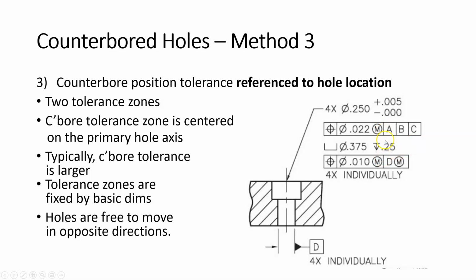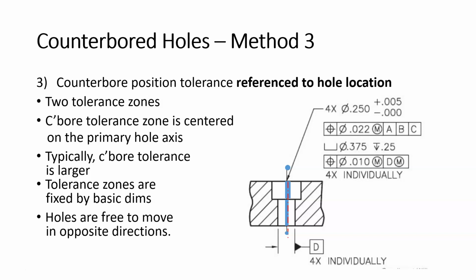So here we have two separate datum reference frames. So the tolerance zone here, this is the 22 thou tolerance zone. And then this is the axis of the primary hole. And then the tolerance zone for the counterbore hole is going to be centered on that axis. And then it's going to be, in this case, 10 thou. Okay. All right. So those are the three methods for dealing with positional tolerance and counterbored holes.